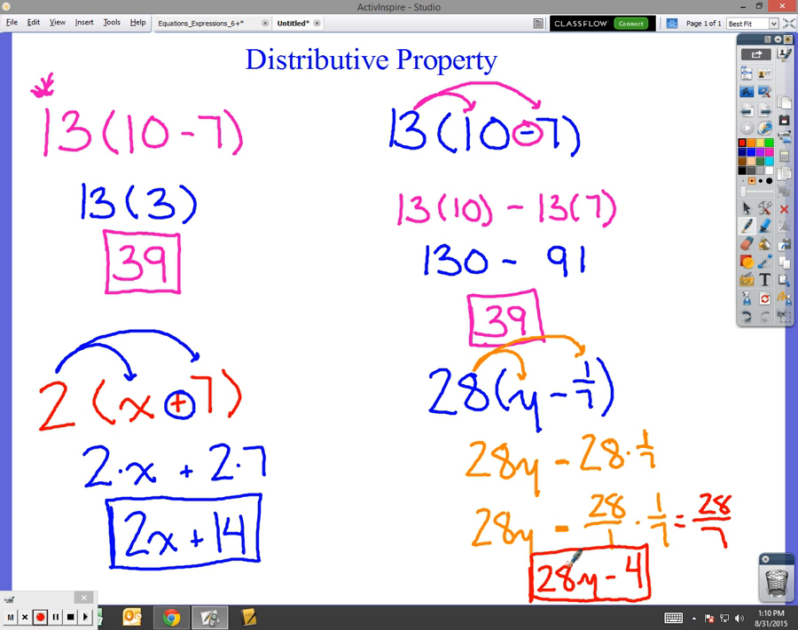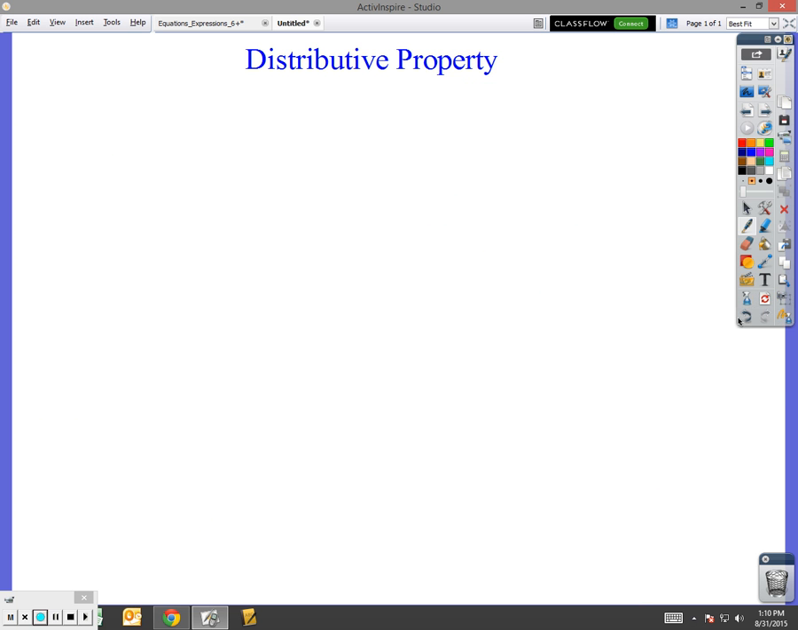Let's take a look at another one. Let me erase this. Let's take a look at, what if I gave you something along the lines of, let's go with 6 times 4L plus 8, close parentheses, plus 12L, minus, let's say we had 16.